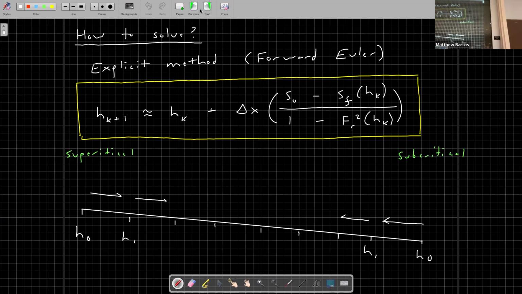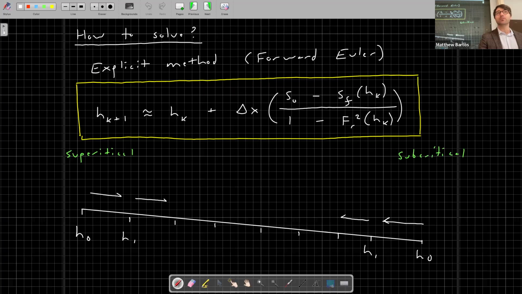The normal depth, right? So the depth will eventually converge to the normal depth as we move in the upstream direction for subcritical flow. It'll converge to the normal depth as we move downstream under the case of supercritical flow. So I gave you a problem to work on last time.